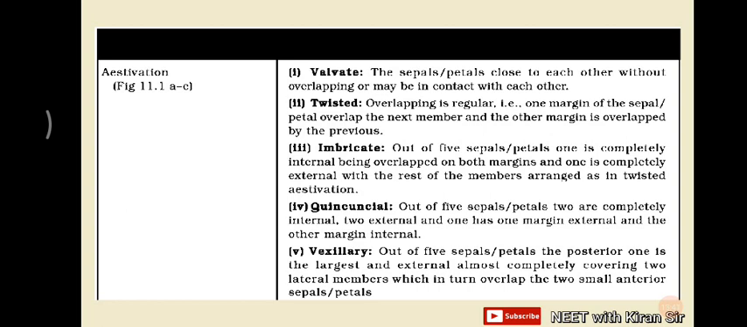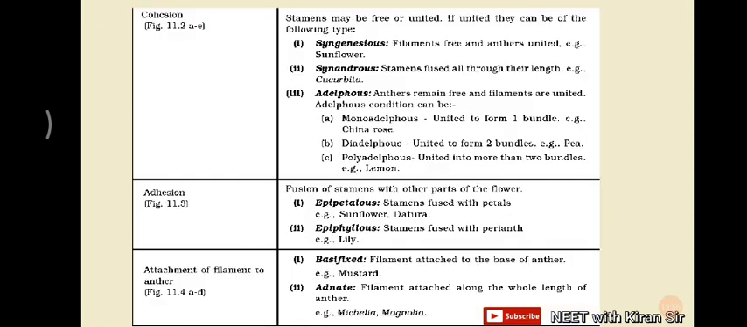And the last one we call vexillary, where, as I already told you in case of papilionaceous flower, one is the vexillum or standard, which overlaps two wings. These two wings overlap two keels, where the two keels are fused. This is nothing but estivation.